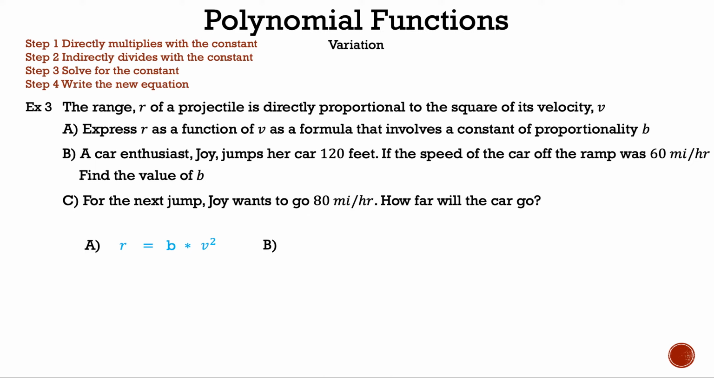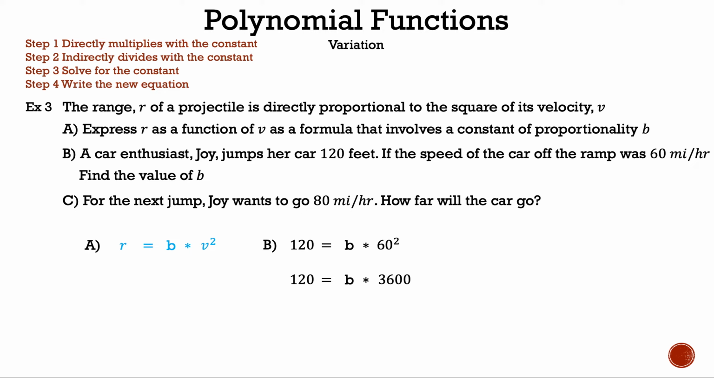Let's read it again. A car enthusiast, Joy, jumps her car 120 feet. If the speed of the car off the ramp was 60 miles per hour, find the value of b. R is our range, so how many feet the car goes? 120 in this case, and 60 miles per hour is velocity. So let's substitute 120 for each r and 60 for each v. So now we have 120 is equal to b times 60 squared. Let's multiply. 60 squared is 3,600.